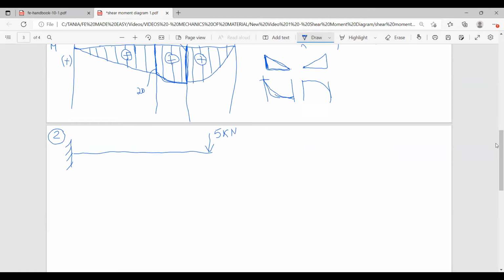So I'm going to add the 5 kilonewton reaction here. And then I have over there a moment, 50 kilonewton moment, and a force going downwards, 20 kip force.